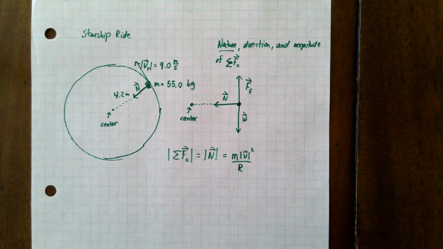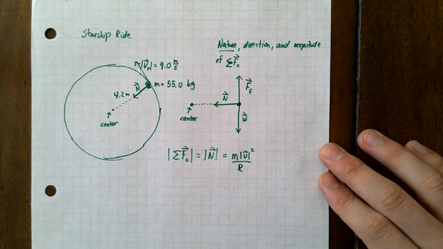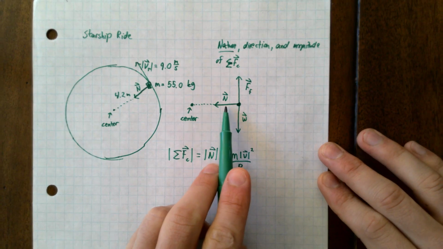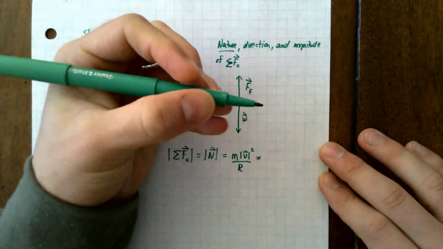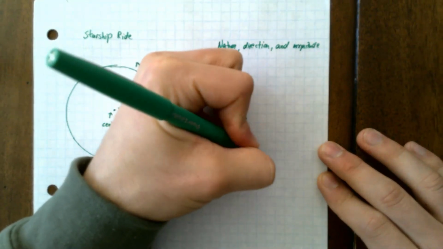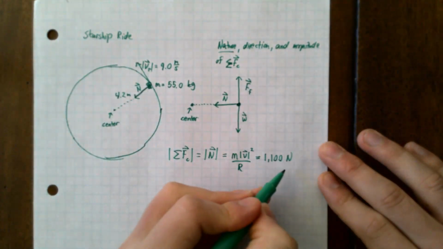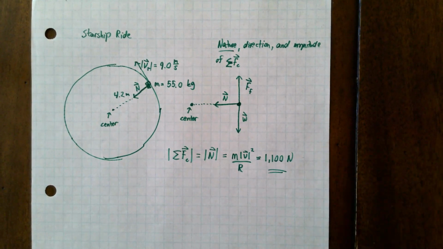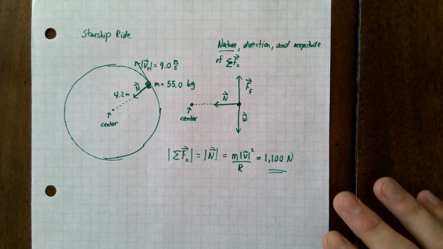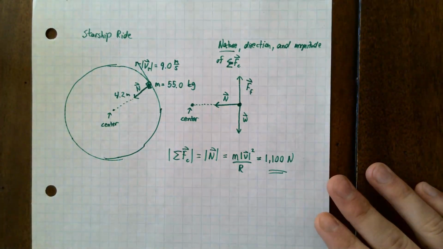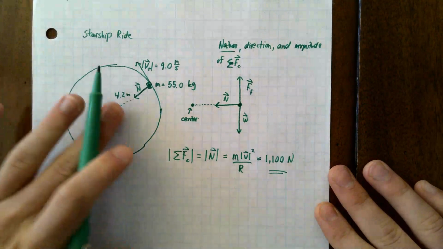And we find that the magnitude of the centripetal force, which in this case is the normal force, must be equal to 1,100 newtons of force. 1,100 newtons of force must be applied to this 55 kilogram rider in order to keep them moving in this horizontal circle, right? Because this is parallel to the ground.